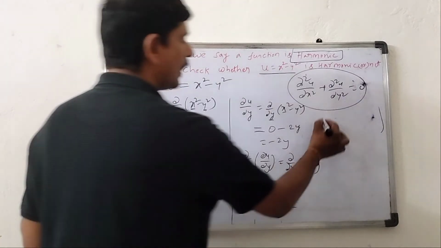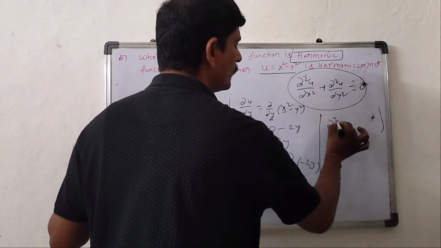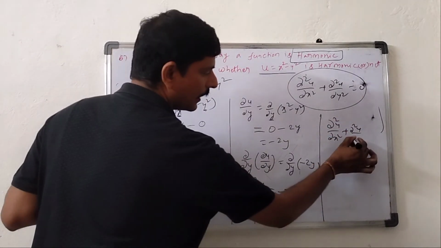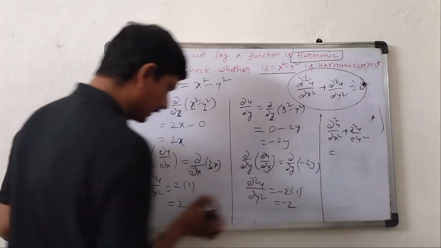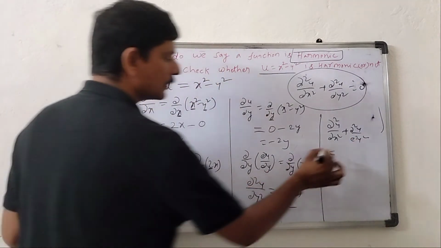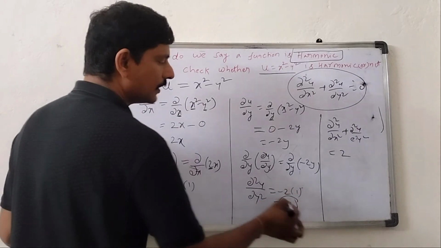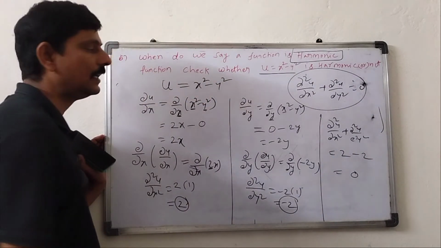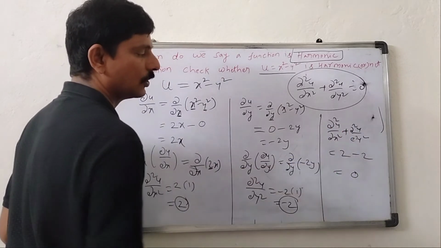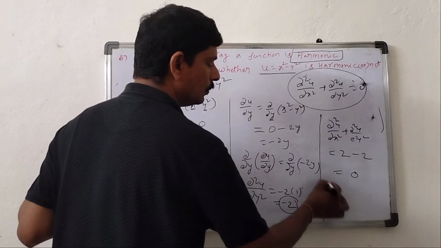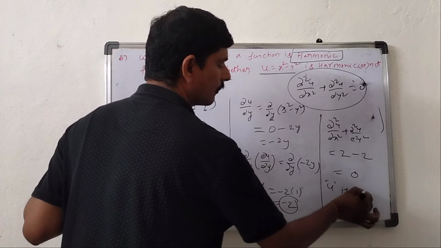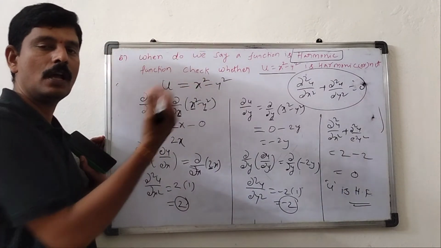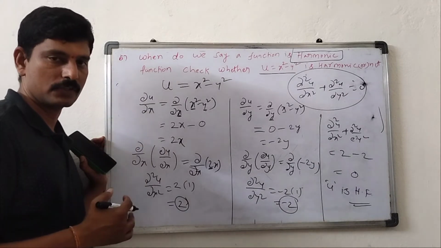Now if you add these two relations, dou square u by dou x square plus dou square u by dou y square, what do we get? What is the value of dou square u by dou x square? That is 2. What is the value of dou square u by dou y square? Minus 2. So 2 minus 2 is 0. So clearly dou square u by dou x square plus dou square u by dou y square is equal to 0. That means u is a harmonic function. In this way we can prove whether a function is harmonic or not.